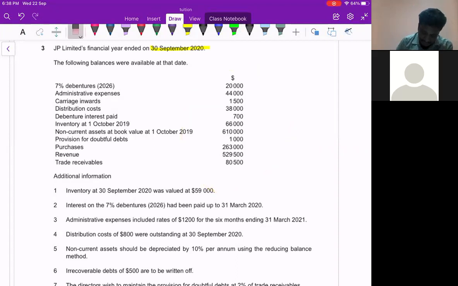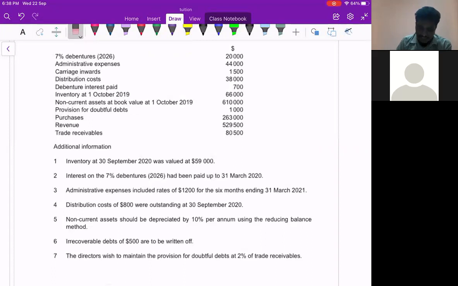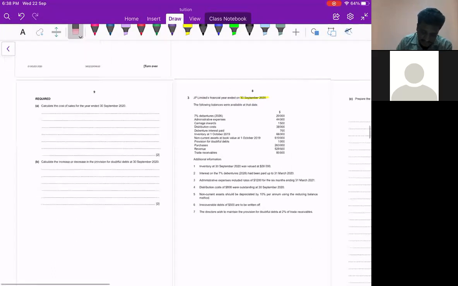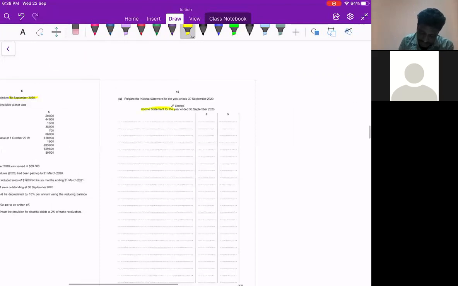Then they gave me additional information. Always settle the additional information. And before that, can you check the question? The question asked me to calculate the cost of sales, calculate the PDD increase or decrease, and also prepare the income statement.